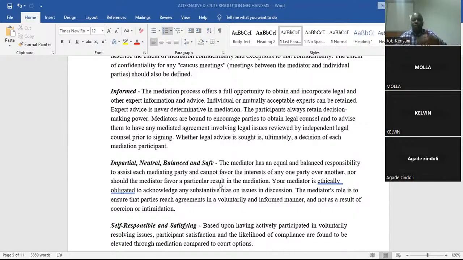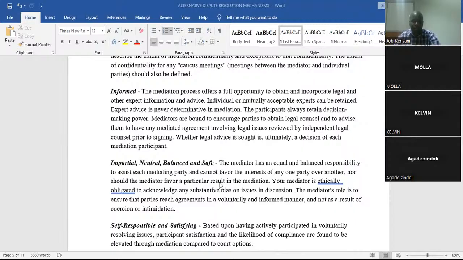Because the mediator does not have any interest. He's not the one who's basically resolving the matter. He just creates an environment and can only advise. It's for the parties themselves to craft a solution for the problem that is before them.